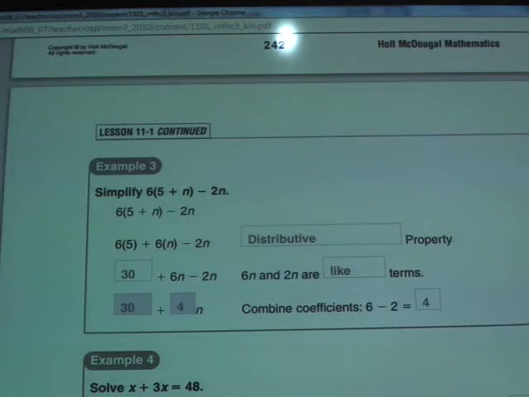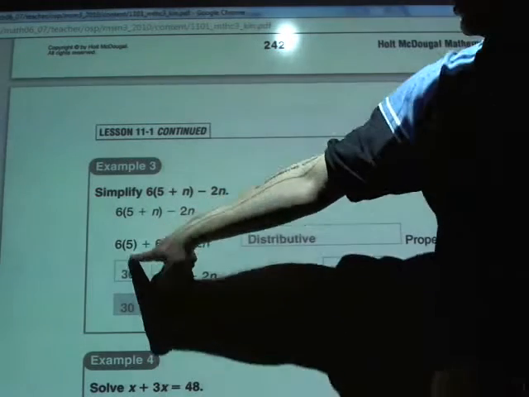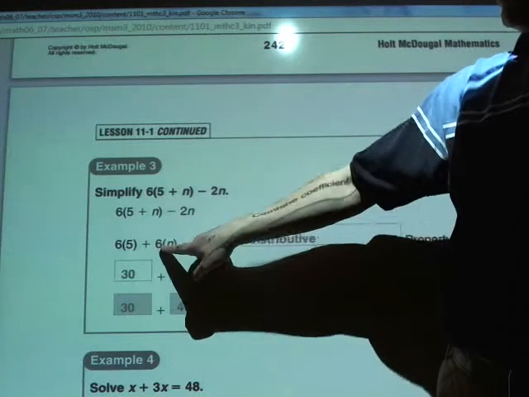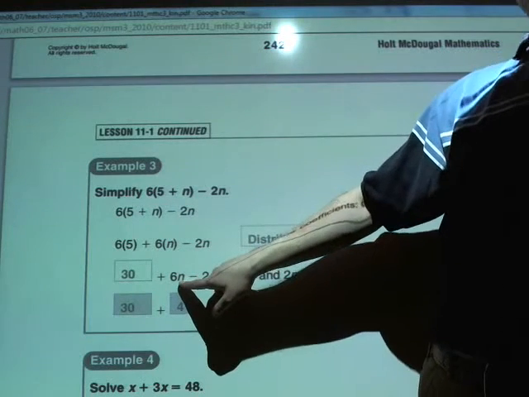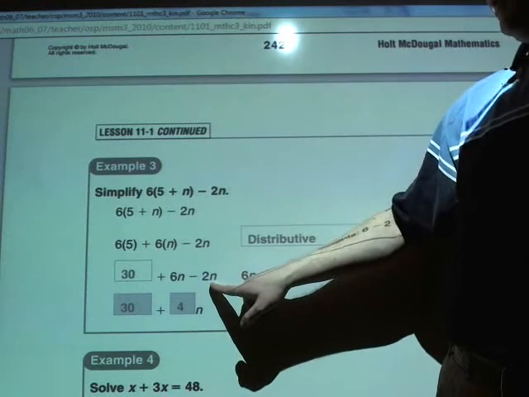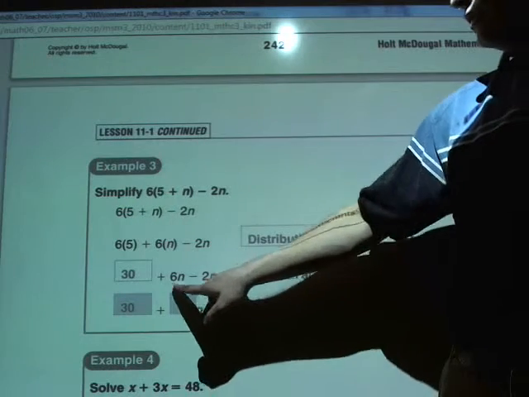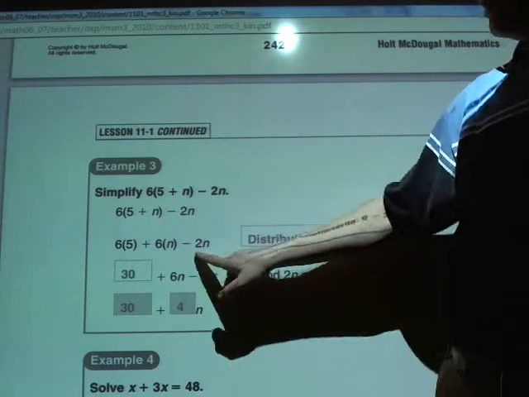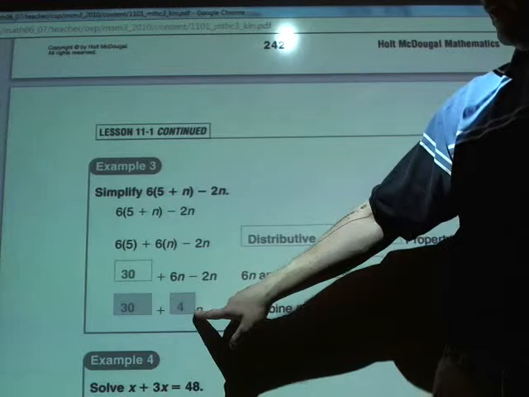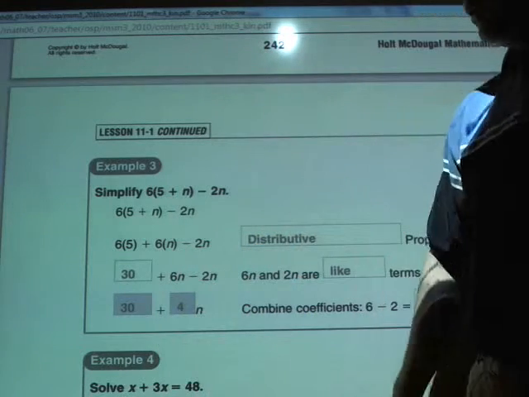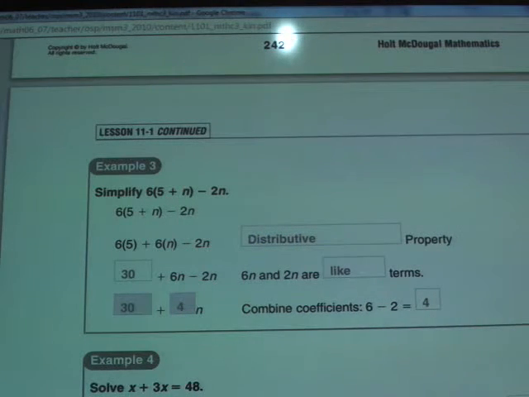All right, so we'll simplify because, of course, 6 times 5 is changing into 30. We can write 6 times n more compactly by writing 6n, and then I'm subtracting 2n. So the 6n minus 2n part, that's going to go together to make 4n, and I've still got the 30 in front, 30 plus 4n.